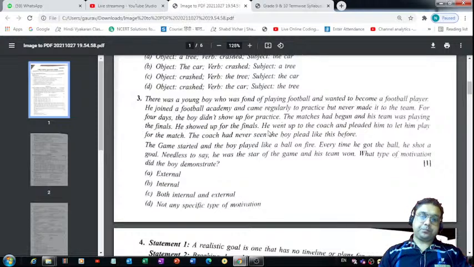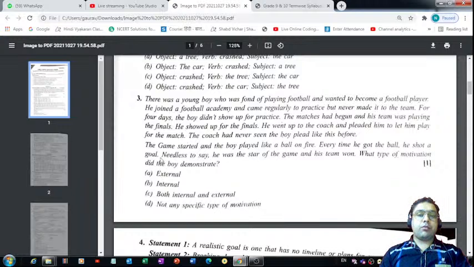He went up to the coach and pleaded with him to let him play for the match. So he requested the coach to let him play the match. The coach had never seen the boy plead like this before. The game started and the boy played like a ball on fire. So he played extremely well, and every time he got the ball, he shot a goal.